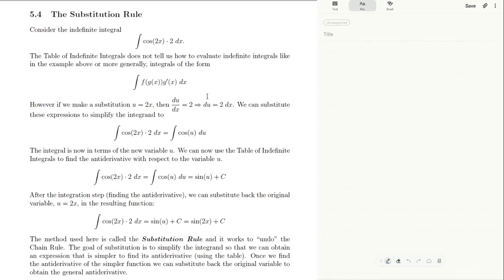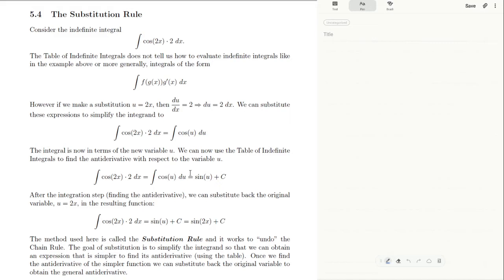Now notice that we can substitute these expressions into our integral. So 2x is equal to u, and 2 times dx is equal to du. And now our integral will be simplified in terms of the new variable u. So our integral is cos of u du. Now we can look in our table of indefinite integrals to find the general antiderivative of cos of u, which is the sine of u plus c.